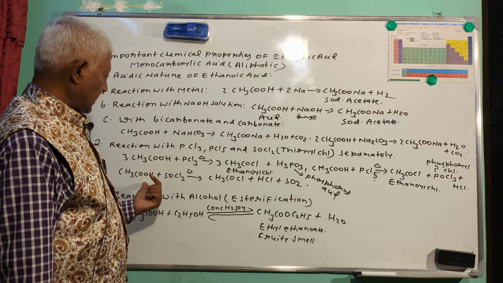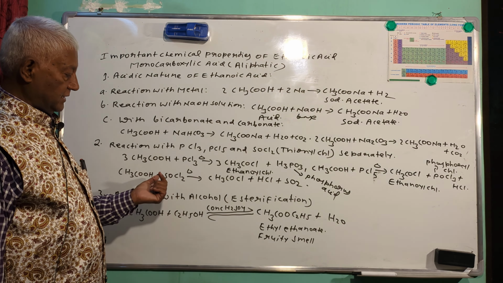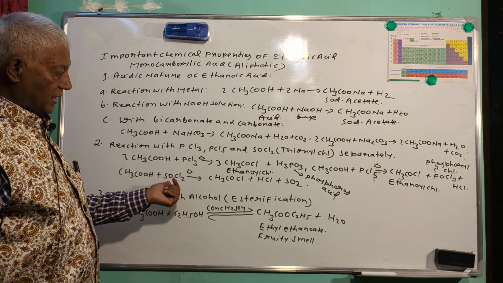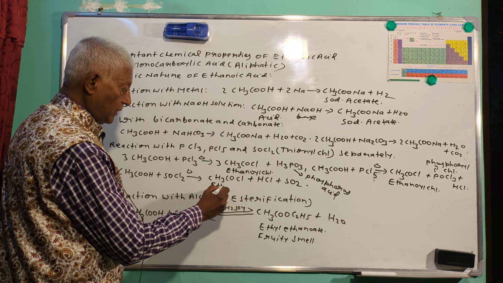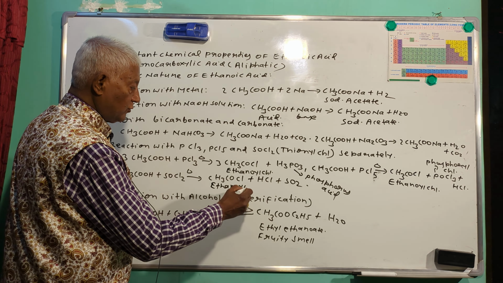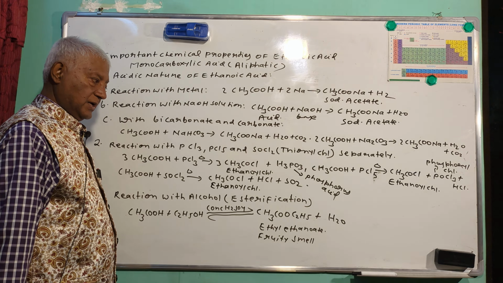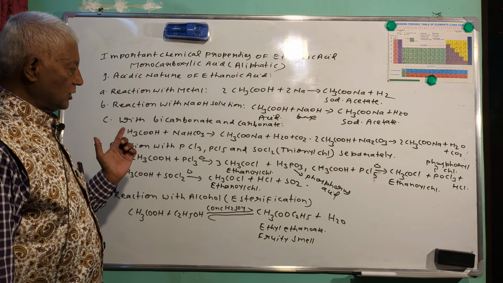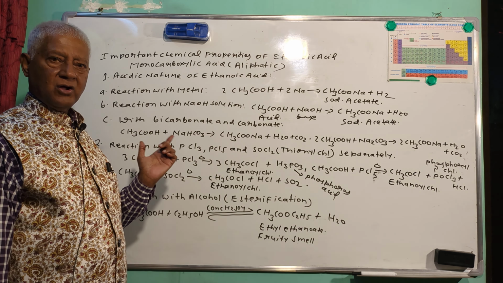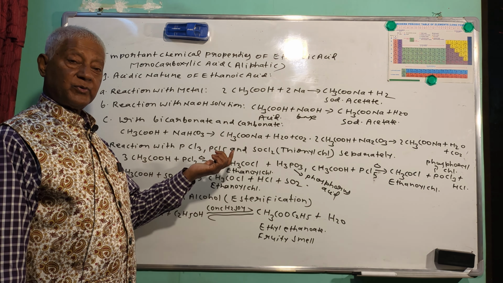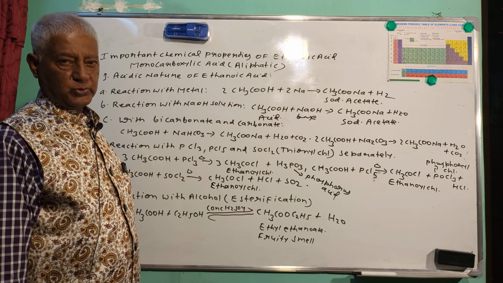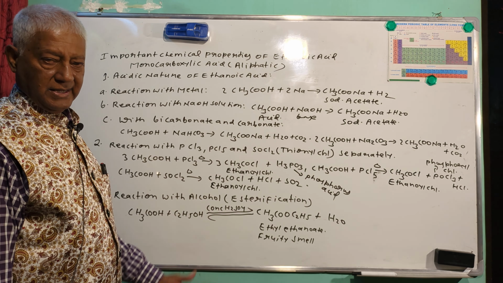Likewise, when acetic acid or ethanoic acid is treated with thionyl chloride, again we get ethanoyl chloride. To convert acetic acid into any acyl halide, we always have to react it with phosphorus trichloride or phosphorus pentachloride or SOCl2. You can choose any.